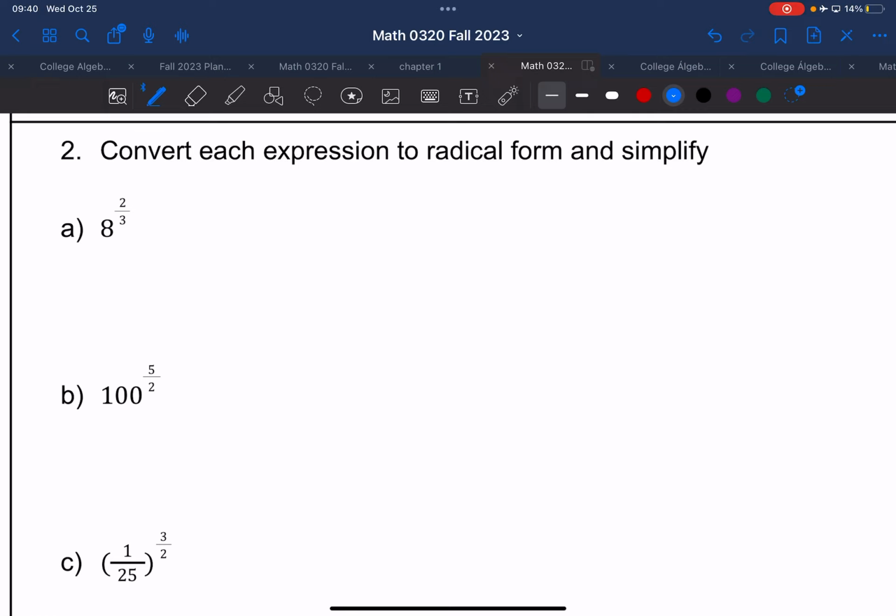In the first one we have 8 to the power of 2/3. Which one is our nth root? 3. It's always the bottom one, so we have the cube root of 8. And what are we going to do with that 2? It's going to square the whole problem on the outside. So what we did is we converted it. Now we're going to have to solve. So I do the prime factor tree on 8.